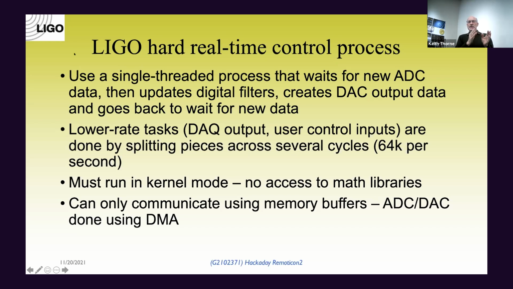And so what you do is you spread those in tiny pieces across the 64,000 cycles per second, small enough so at no time does it exceed your 16 microsecond time budget. You have to run in kernel mode, which means you can't use those nice math libraries. If you want math, you've got to write it yourself. And you can only communicate through memory buffers, and you hand off the memory.